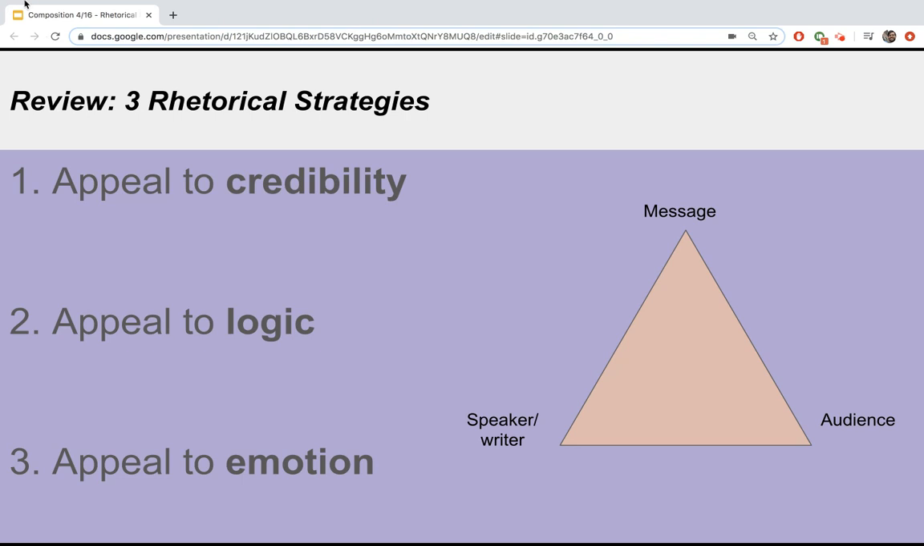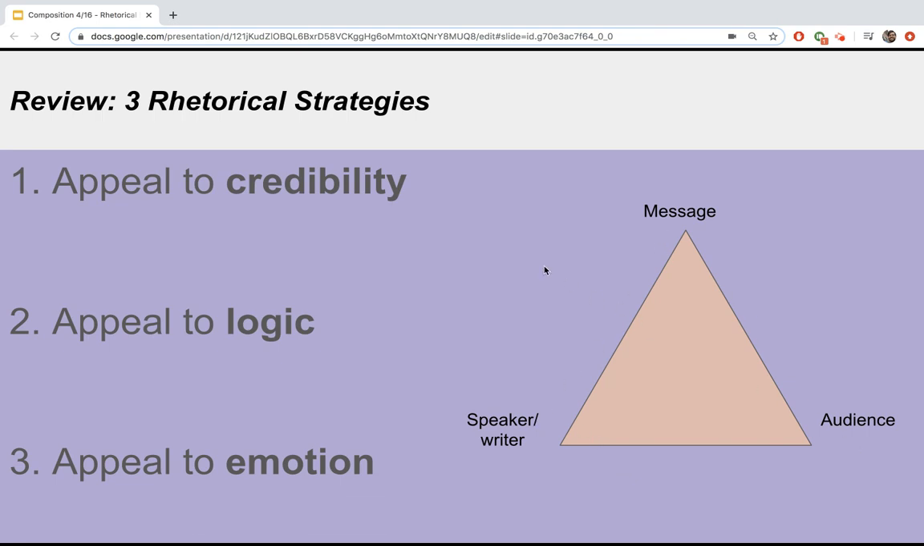All right, so a little bit of review. Rhetorical strategies. We said in the last lesson that anytime there's a speech, there's this rhetorical triangle that exists. The triangle consists of three parts: the speaker or writer, the message they're delivering, and the audience. And we connected those to the ideas of ethos, pathos, and logos.